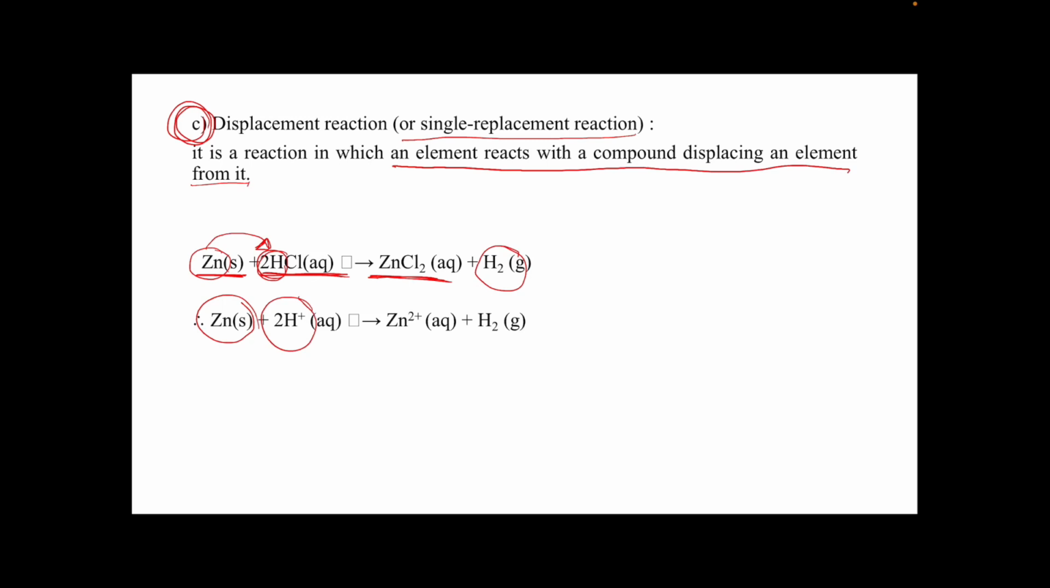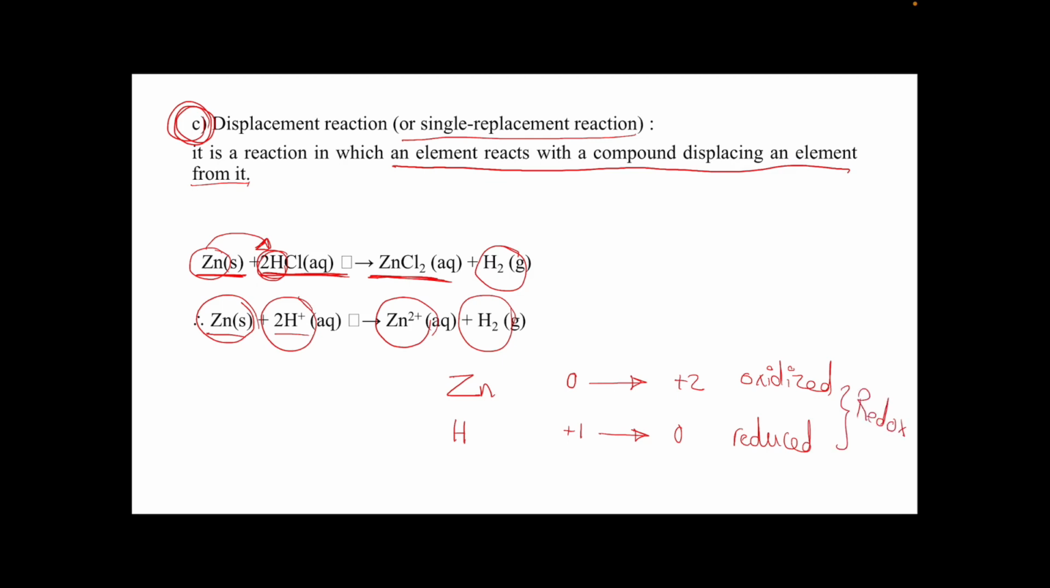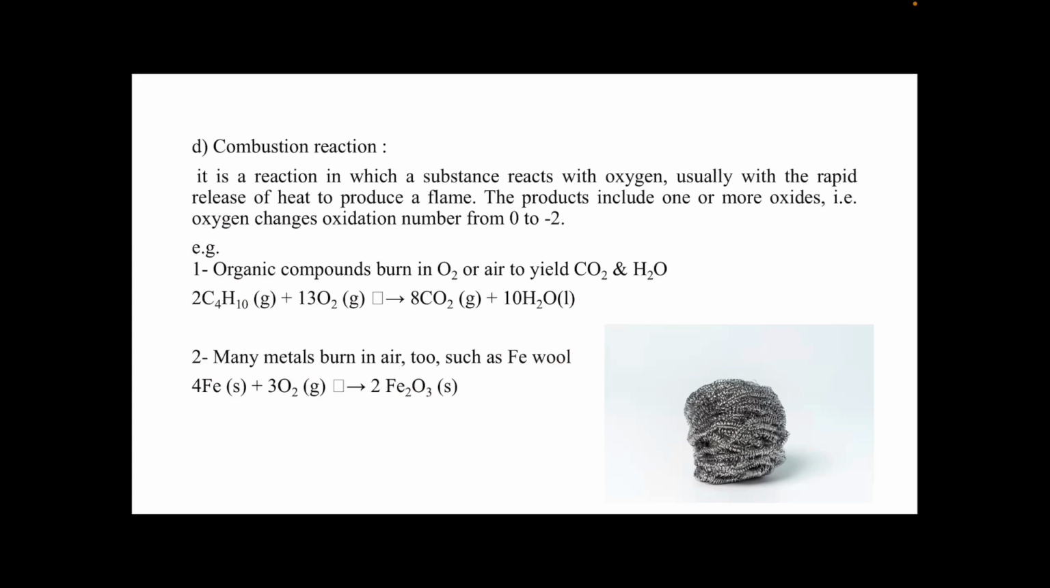So the net, here is what happens. Zinc metal reacts with the hydrogen ion to form zinc ions and hydrogen gas. Of course, this is a redox reaction because zinc in the reactants has charge 0. In the products, it has +2 charge. Hydrogen in the reactants has +1. And in the products, it's 0. So zinc is oxidized. Hydrogen is reduced. This is a redox reaction.